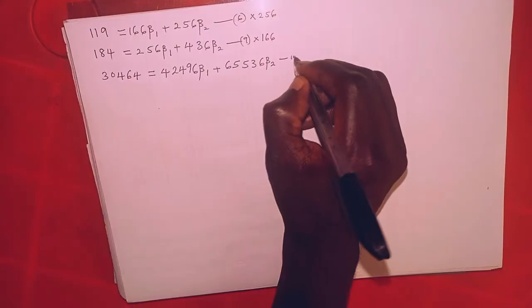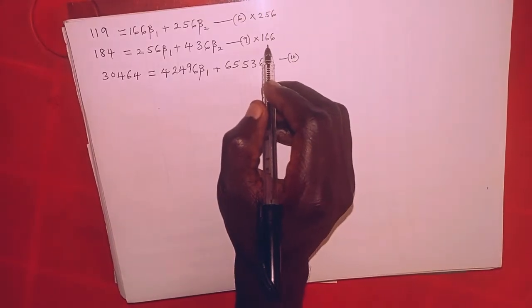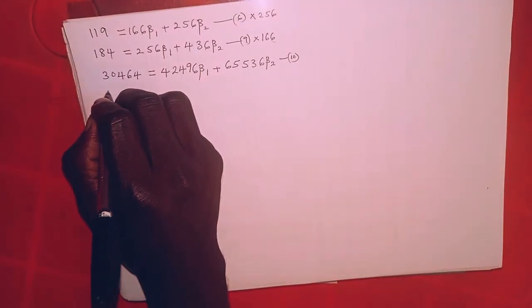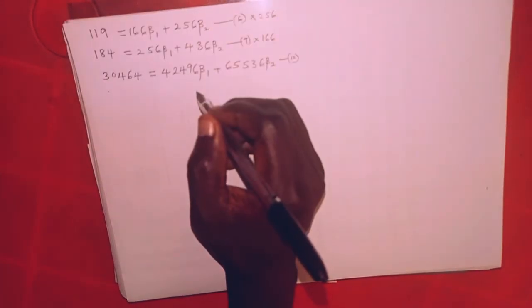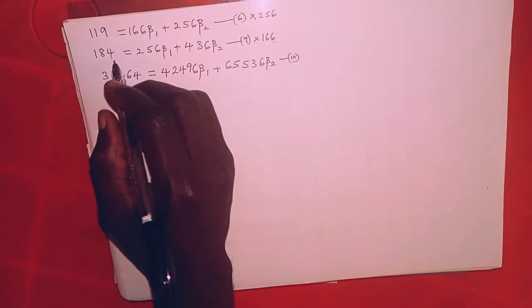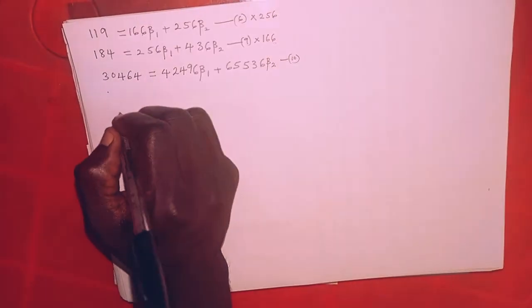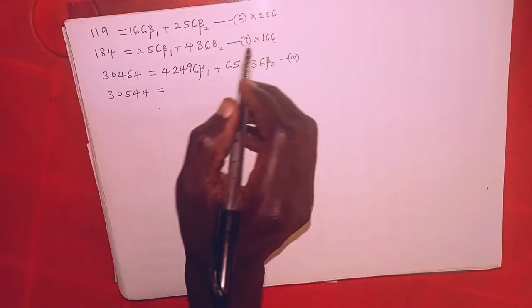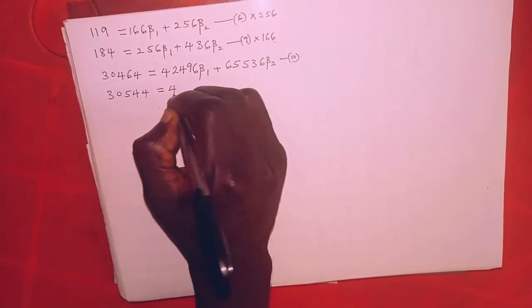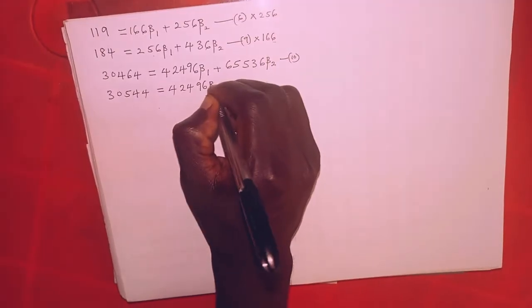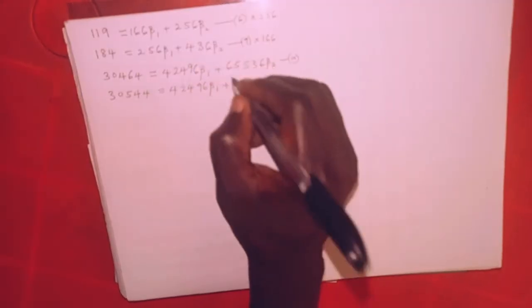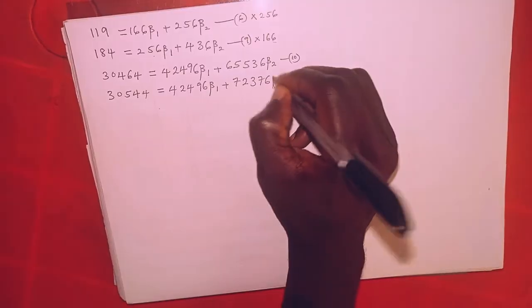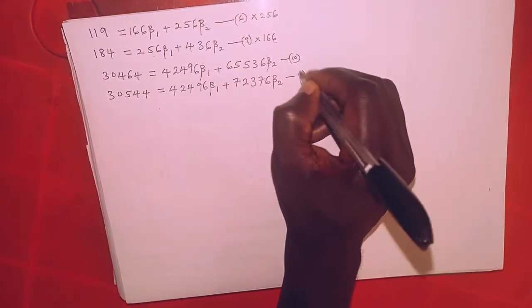We can name this equation 10. Now 166 multiplied by each value here, so we are going to have 166 multiplied by 184, that should be 30544, equals this multiplied by this. We have 42496 beta 1 plus this multiplied by this, now we have 72376 beta 2. This is equation 11.